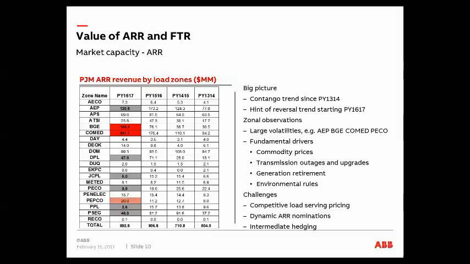Okay. The next question is, do financial traders get involved in more FTR and not ARR? Do you have to do both? Or can one participate in just one?